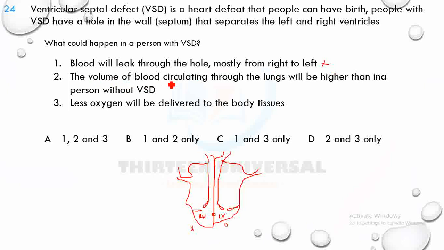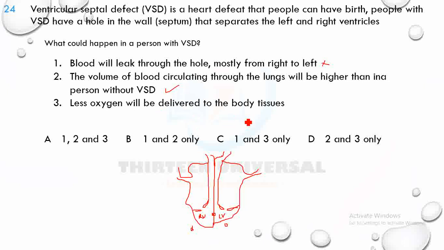Then they say the volume of blood circulating through the lungs will be higher than in a person with VSD. Through the lungs, remember that more blood will now move from the left ventricle to the right ventricle, and the right ventricle pumps the blood to the pulmonary artery. The pulmonary artery takes the blood to the lungs. So you see that more blood will move from here to here, because this side is thicker, with more pressure. That means the volume of blood circulating through the lungs will actually be higher than in someone without a VSD. So this is correct.